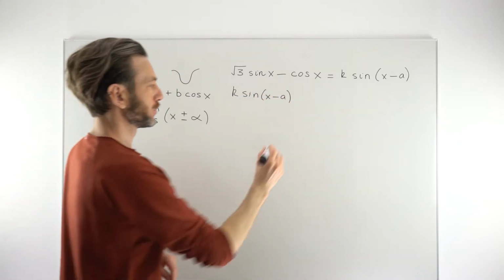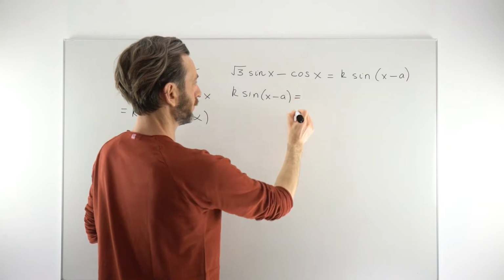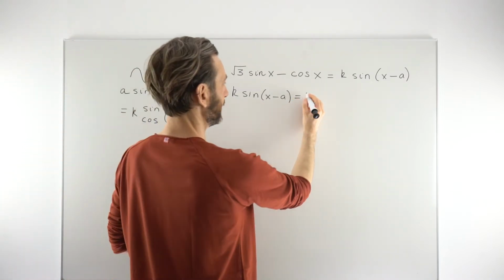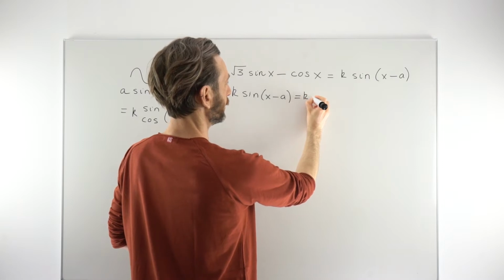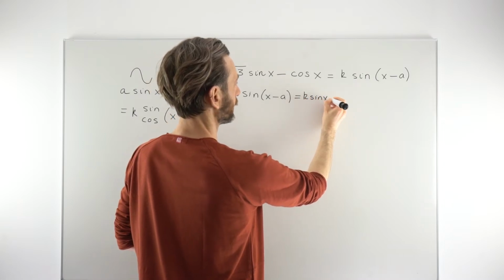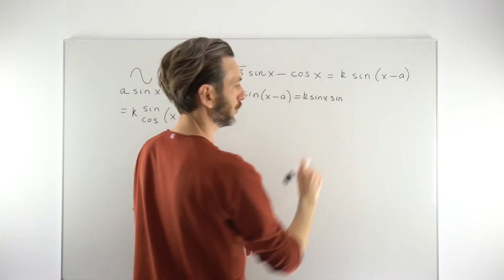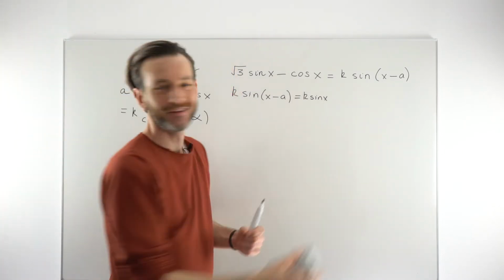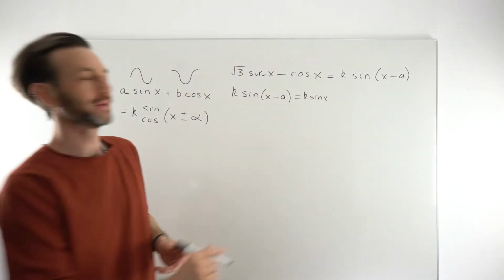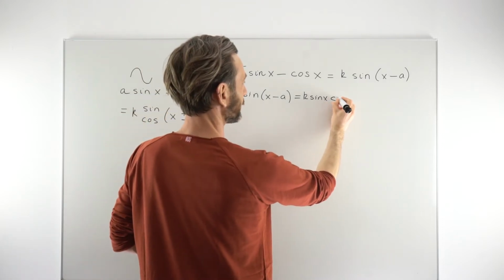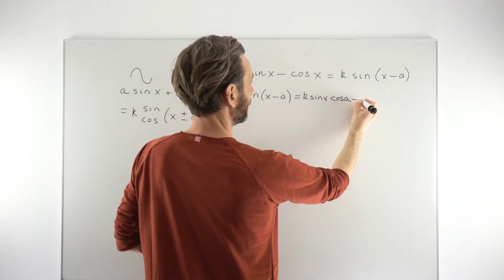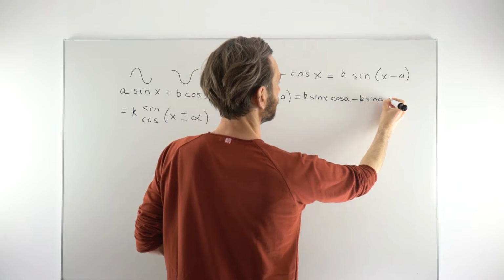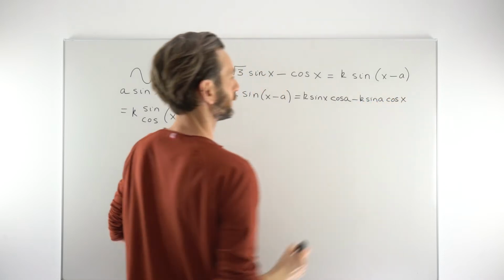If you're not sure about the addition formulas and you're not ready to go check out the class on that, just maybe look them up. But basically it's a formula for expanding this. So if we did that, we would get k sine x cos a minus k sine a cos x, something like that.